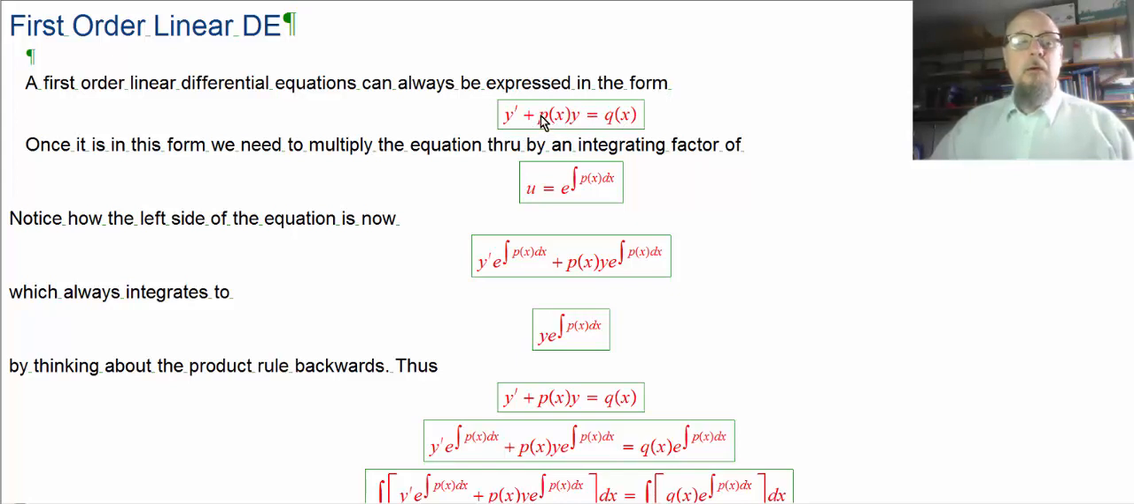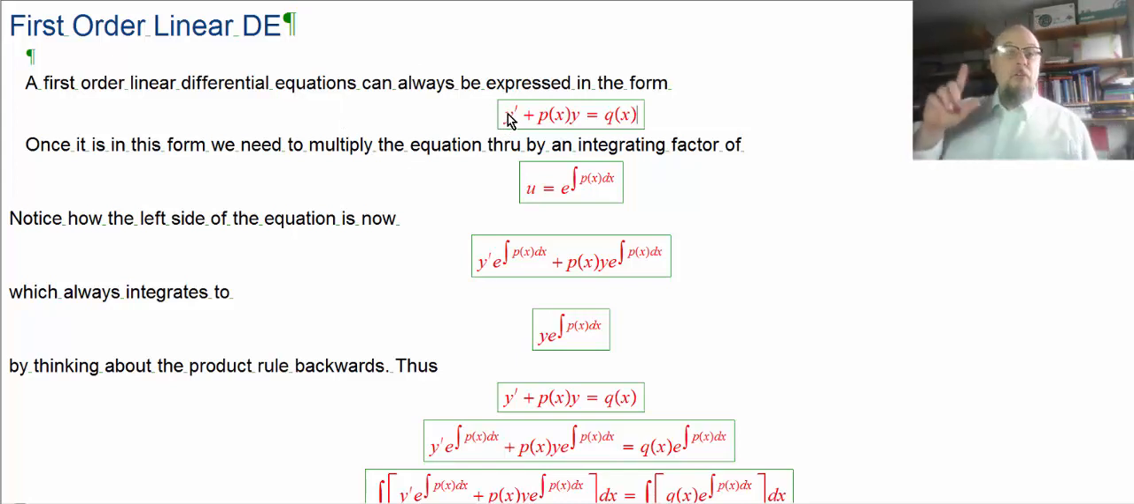So p, I've got it written down here, p of x. P could be a function of x. Could also be a constant, but it could be a function of x. Q could be a function of x. So if you've got a first order linear differential equation and you want to use this technique, the first thing you should do is put it into that form: y prime plus some function of x, p, y equals q.